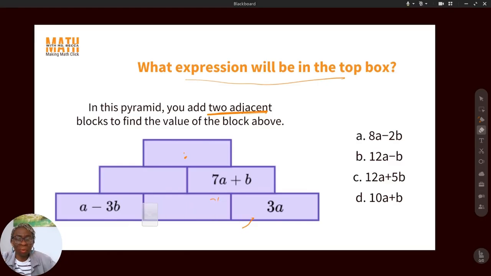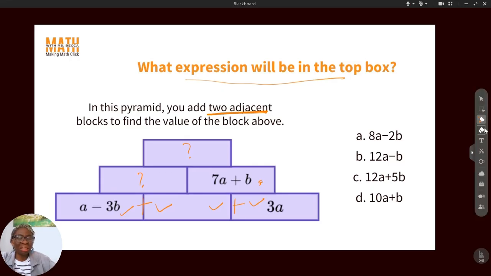What does it mean for us to add two adjacent blocks? Now let's take a look at the adjacent blocks. We have to look for this, and to add two adjacent blocks, we add two adjacent blocks to get the value of the block above. So that means we have to add this block and this block to get the value of this. We have to add the value of this one and this one to get the value of this.